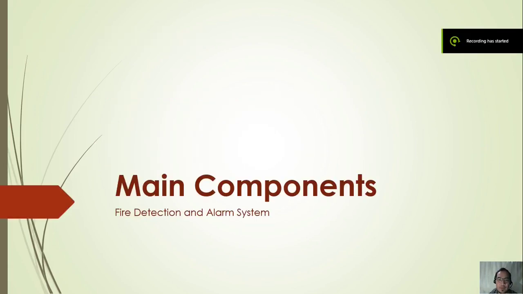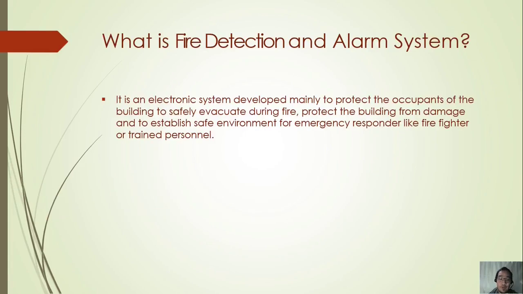Okay, so let's proceed with the main components of fire detection and alarm system. But before that, I want to define first what is fire detection and alarm system. There are three main importance of having a fire detection and alarm system in the building. First is to protect the occupants of the building to safely evacuate during fire. Second one is to protect the building from damage from fire. And last, to establish a safe environment for rescuer like firefighters and trained personnel during fire.